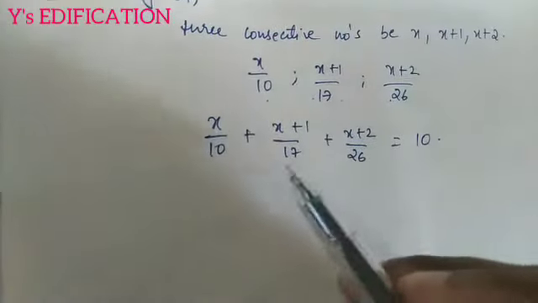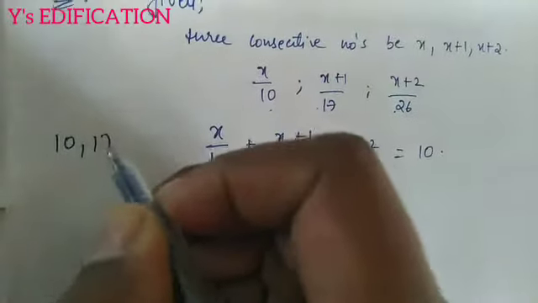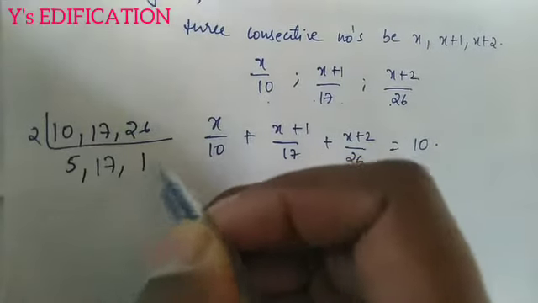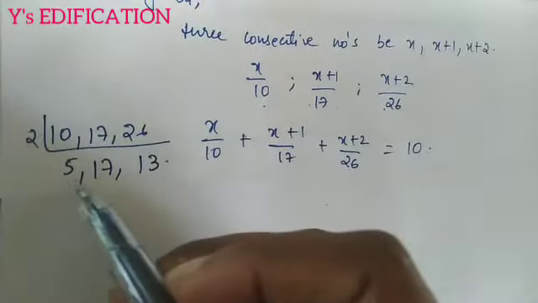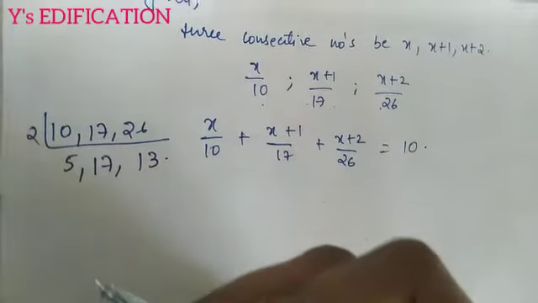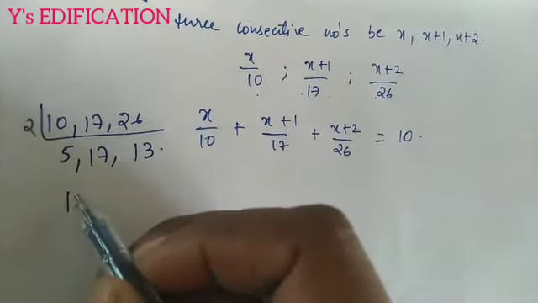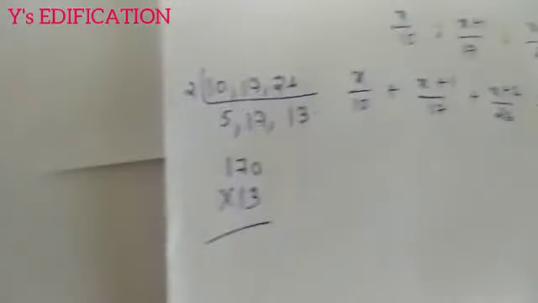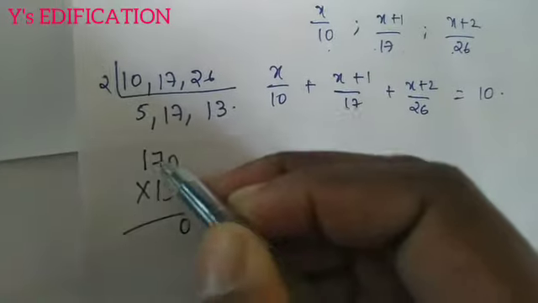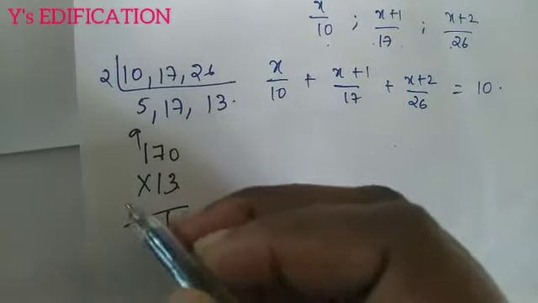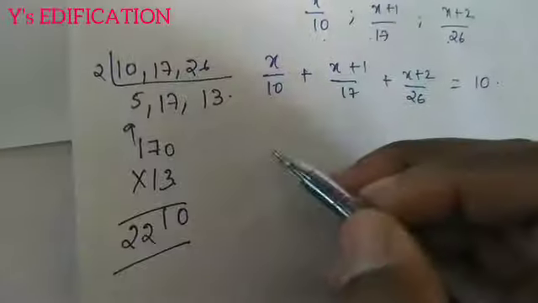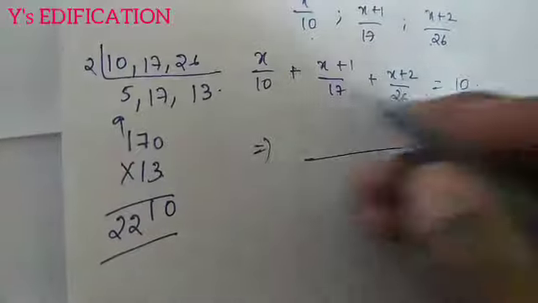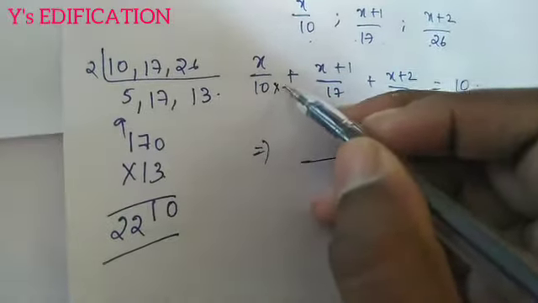So what is the LCM for 10, 17 and 26? Let's do here 10, 17, 26. I am going to start with 2. 2 into 5, 2 into 13. Okay, we have to multiply these numbers. 2 into 5 is 10. 10 into 17 is 170. 170 into 13. 13 into 0 is 0. 13 into 7 is 91. 13 into 1, 13. 13 plus 9 is 22. So the LCM is 2210.